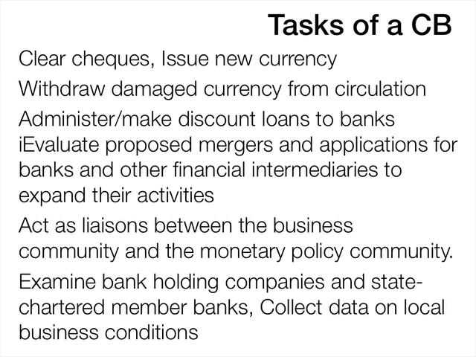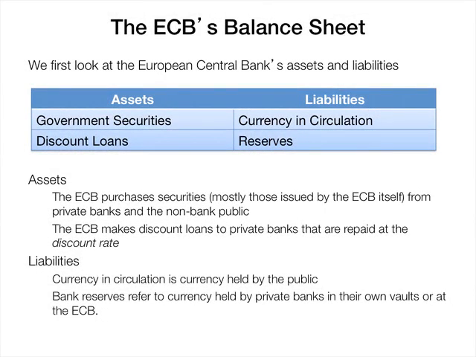Now, last slide, let's look at the ECB's balance sheet. Would everybody please take down this box? This is very important. On this side, we have assets: government securities and discount loans. This is the central bank, different from private banks. This is the ECB, with Super Mario at the head. Then we've got liabilities: currency in circulation and reserves.